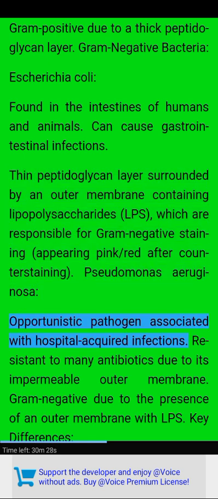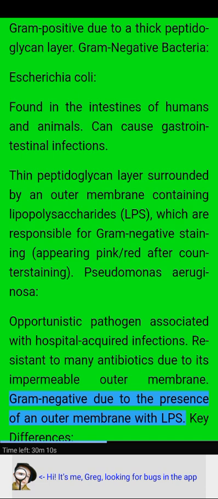Pseudomonas aeruginosa. Opportunistic pathogen associated with hospital-acquired infections. Resistant to many antibiotics due to its impermeable outer membrane. Gram-negative due to the presence of an outer membrane with LPS.